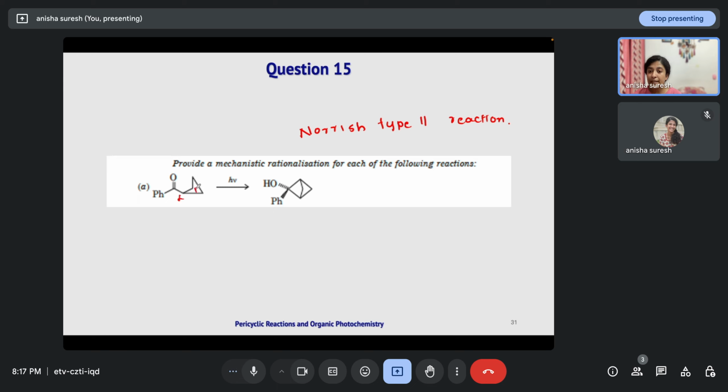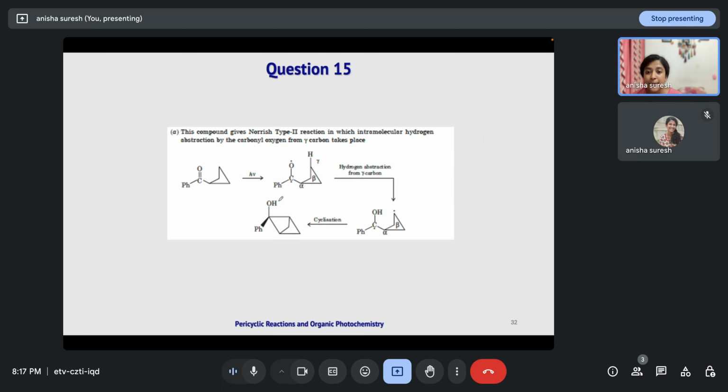Because alpha, beta, gamma. So this hydrogen will be abstracted, leading to formation of a radical here and OH, and here the radical will be present. Okay, then these two radicals will recombine, leading to formation of a cyclobutane ring. 1, 2, 3, 4. So that is this cyclobutane ring.